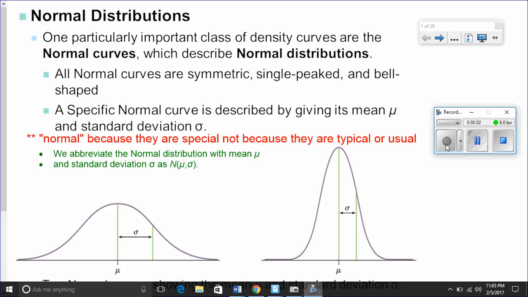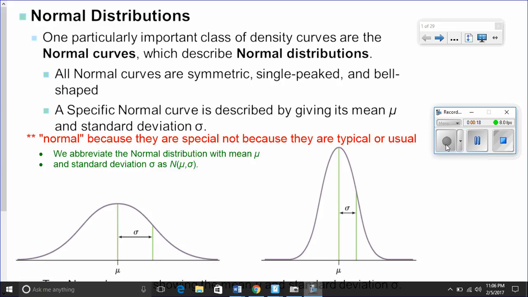All right, so we're going to look at section 2, and it's all about normal distributions. We're going to split this into 2 days. So the first day is just kind of an introduction to what normal distributions are. So it's just a type of density curve.